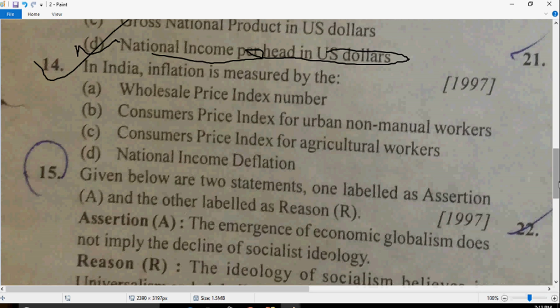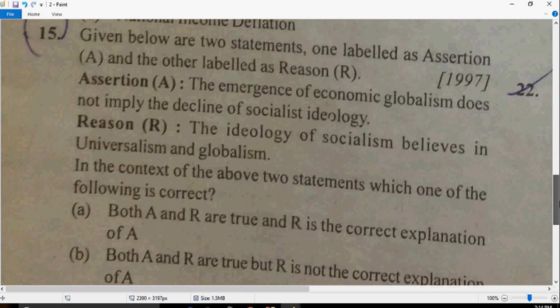Remember that the base year to calculate the wholesale price index is 1993-94, since April 2000. So here A will be correct: inflation is measured on the basis of the wholesale price index. This question was asked in 1997. So let's have the last question of this video tutorial.